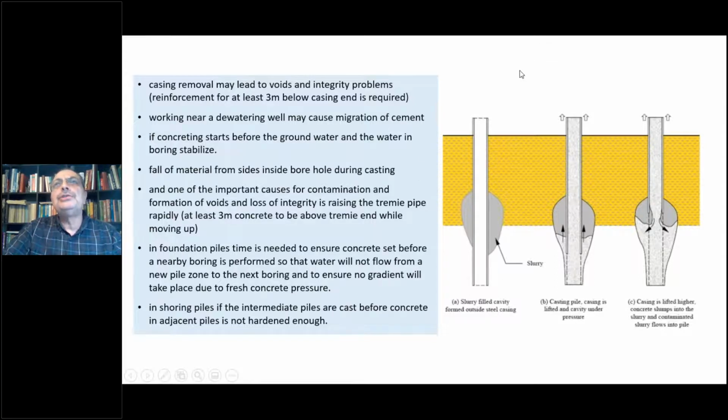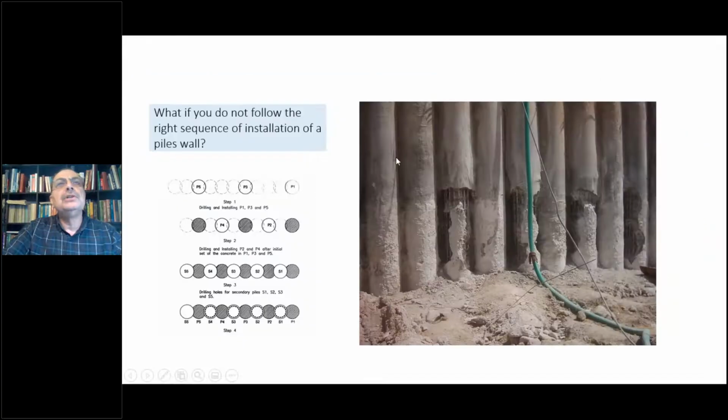Like I have shown here, just a fast look. So the sequence is 1, 2, 3, 4, 5. You will not cast this pile while casting this one. So you cast this one, you cast this one, then you go back into the middle, then you go back into the intermediate piles.